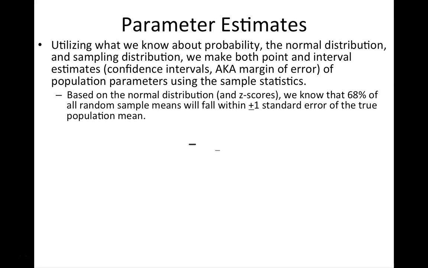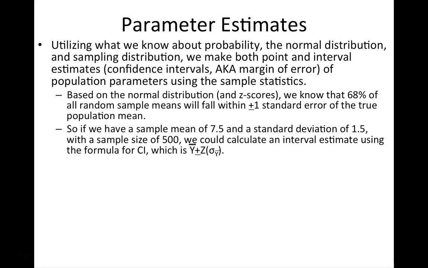So based on the normal distribution and the associated standardized scores, or z-scores, that go along with that normal distribution, we know that 68% of all random sample means will fall within plus or minus 1 standard error of the true population mean. And so let's take an example here. Let's say we have a sample mean of 7.5. This is actually from General Social Survey data of the number of hours worked per day.